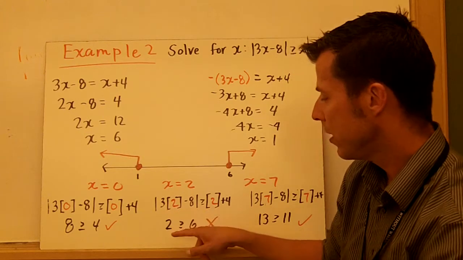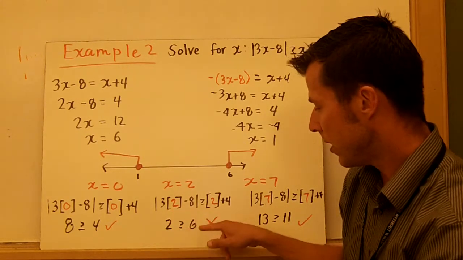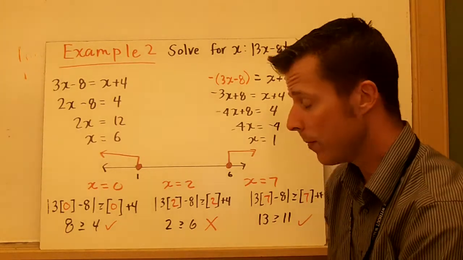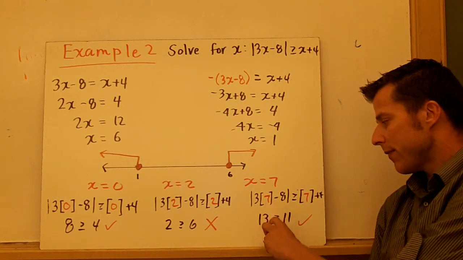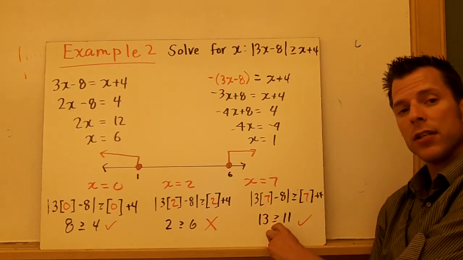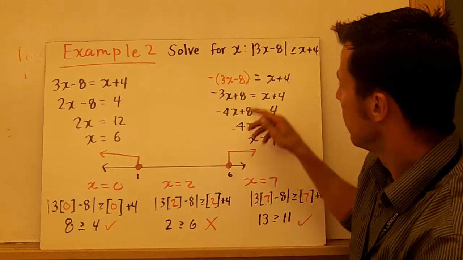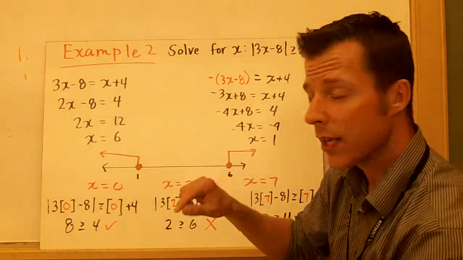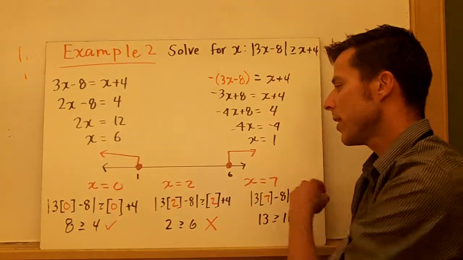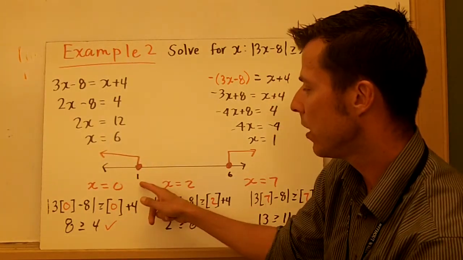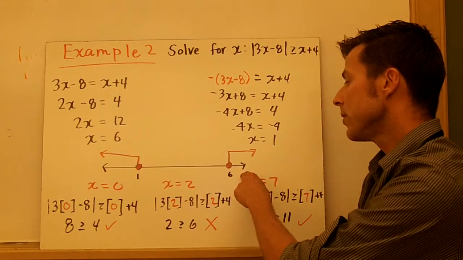When I plug 2 in, I get the absolute value of negative 2, which is 2. Is that greater than or equal to 6? Nope. And finally, we have 7. We plug 7 in, we get the absolute value of 13, which is 13. That's greater than or equal to 11, so that's a check. The inequality is underlined, so we're going to fill in those circles, and we go to the left and to the right. So x is less than or equal to 1, or x is greater than or equal to 6.